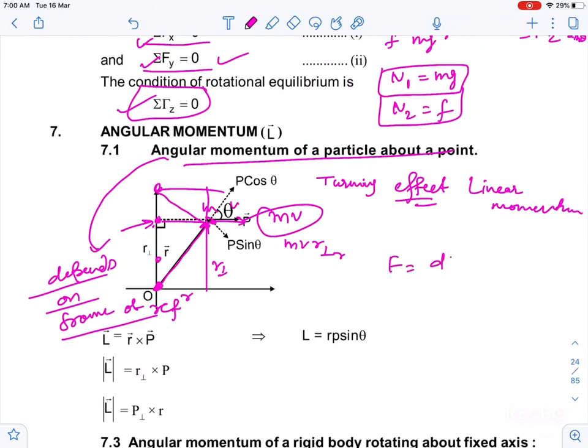Now guys, I know that force is equal to dp by dt, na? So the force counterpart I said is torque, na? So this is dL by dt. Rate of change of angular momentum is torque.